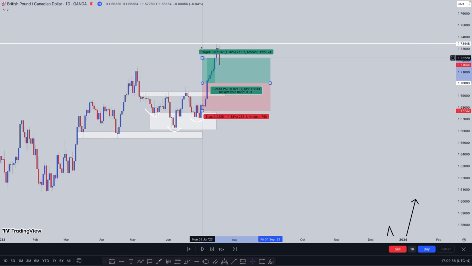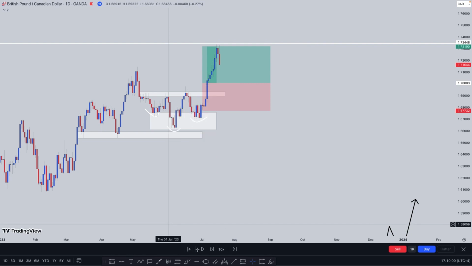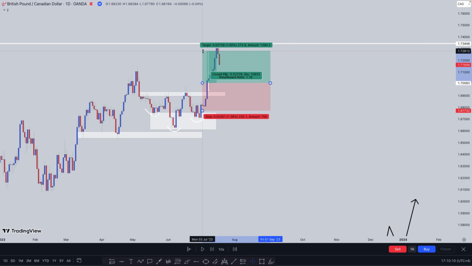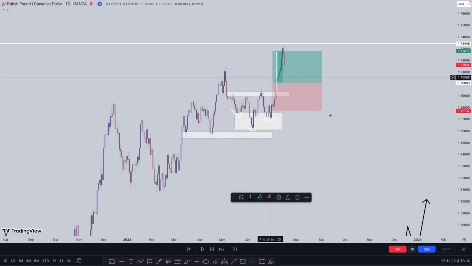As you can see, this is going to be our target by measuring this head to the neckline, right? And then bringing it here, exactly somewhere here. So this is where we're going to take a profit. So this is the same approach.